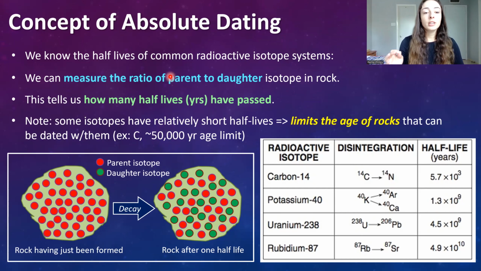Note, however, that some isotopes have relatively short half-lives, such as carbon-14. This is only about 5,000, 6,000 years, so this limits the age of rocks that can be dated using that method. For example, for carbon, it limits it to about 50,000 years. Anything that's older than 50,000 years cannot reliably be dated by carbon dating. That's because by then, pretty much all the carbon has disappeared and become nitrogen, so you could not get a ratio.